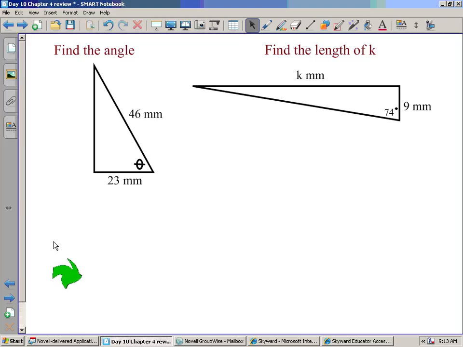Okay, we have some trigonometry problems. So if you can, pause your video and try these.